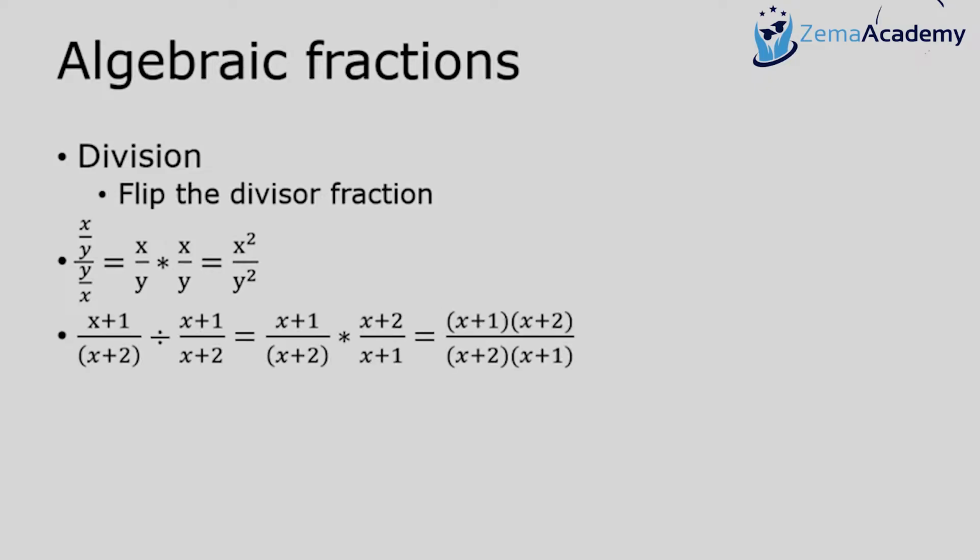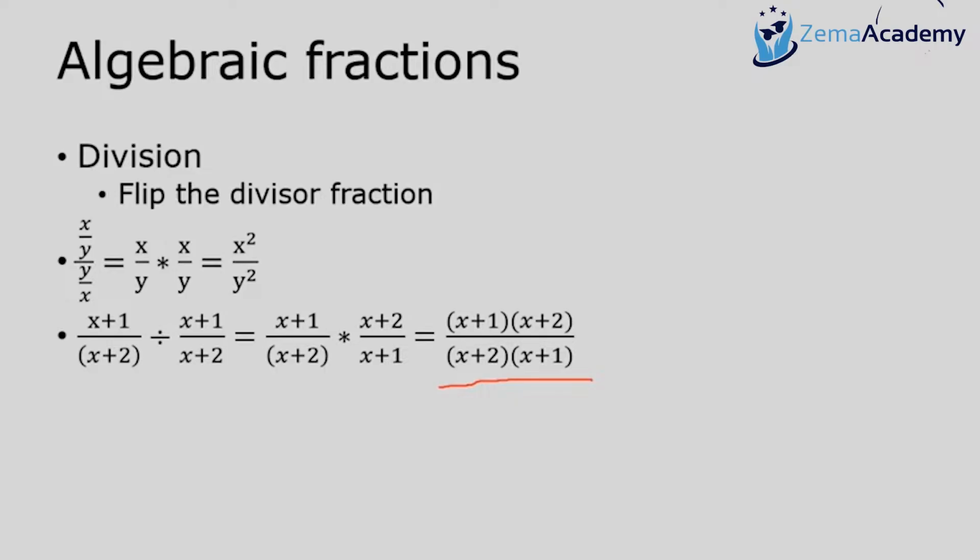Slightly more complicated one. x plus 1 over x plus 2 divided by x plus 2 over x plus 1. That second fraction, I'm going to flip it, and we're going to change the sum to a multiply. So this becomes x plus 1 over x plus 2 multiplied by x plus 2 over x plus 1. And that gives us this final result here. x plus 1, x plus 2 over x plus 2, x plus 1.